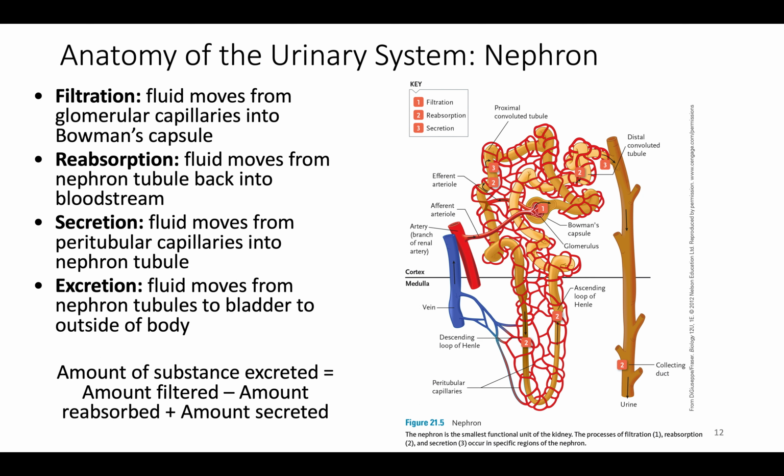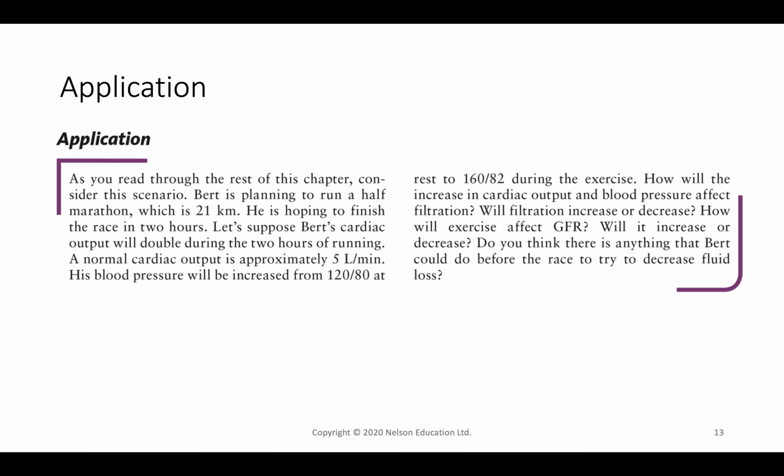Which then goes into the excretion through the ureter. Okay, so this all comes down to basic math, right? The amount of substance excreted is going to be the amount filtered minus the amount resorbed plus the amount secreted. So everything that goes out minus the amount that we take back plus everything that we add to it, right? So that's how much we're going to excrete.